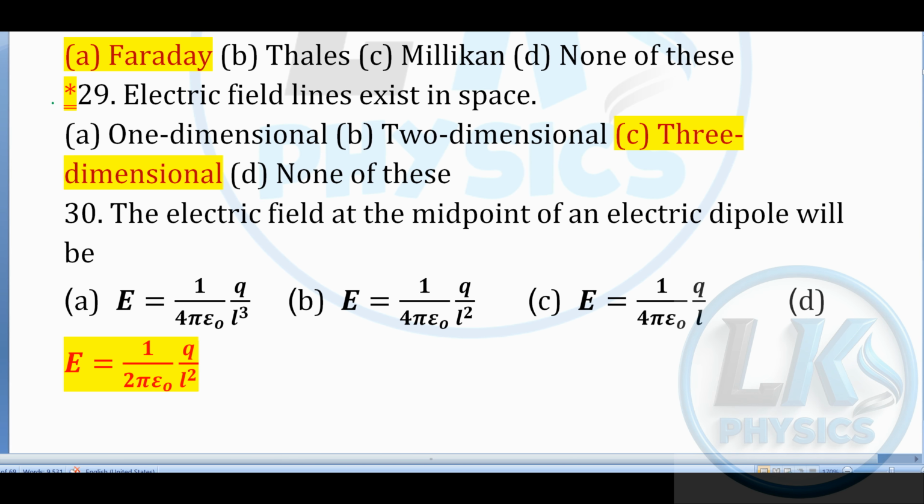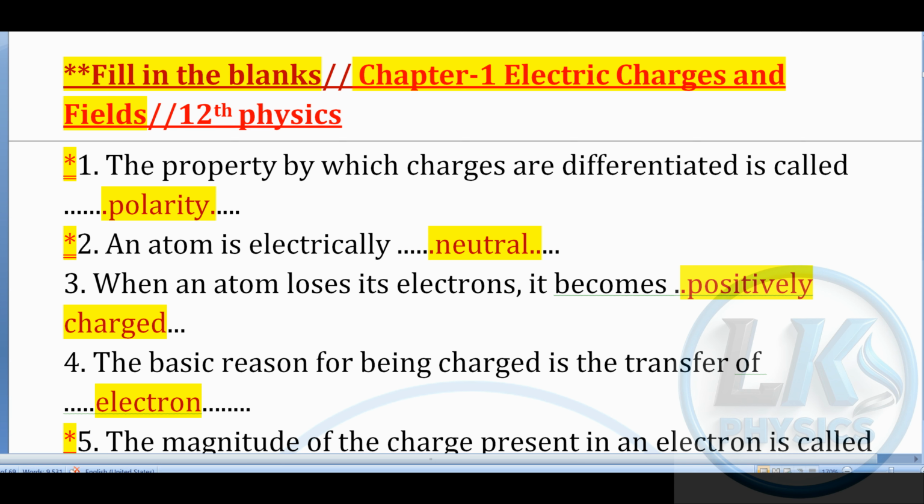Now the next question is, electric field lines exist in three-dimensional space. It means they can spread in all directions. Now the questions are in the format of fill in the blanks. The question is, the property by which charges are differentiated is called polarity.